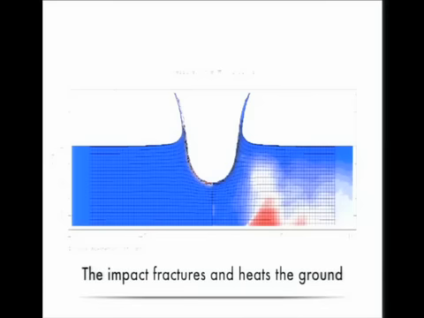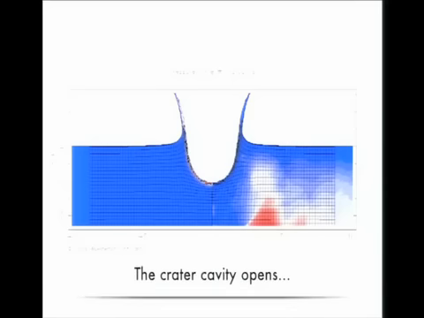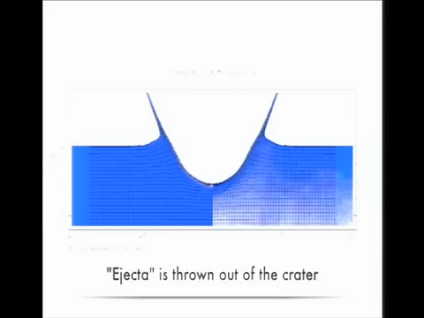here. That's where it's heating the target as well. All of that energy is heating the ground. You also have this high pressure shock wave that goes into the target, setting the material behind it in motion, opening the crater cavity. And then this ejecta rains out on the surrounding terrain.